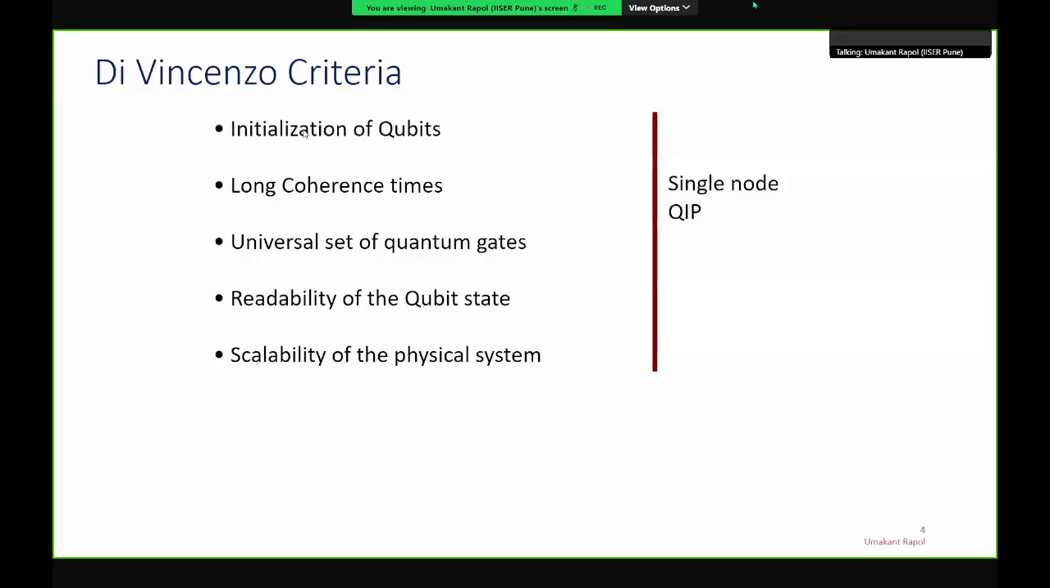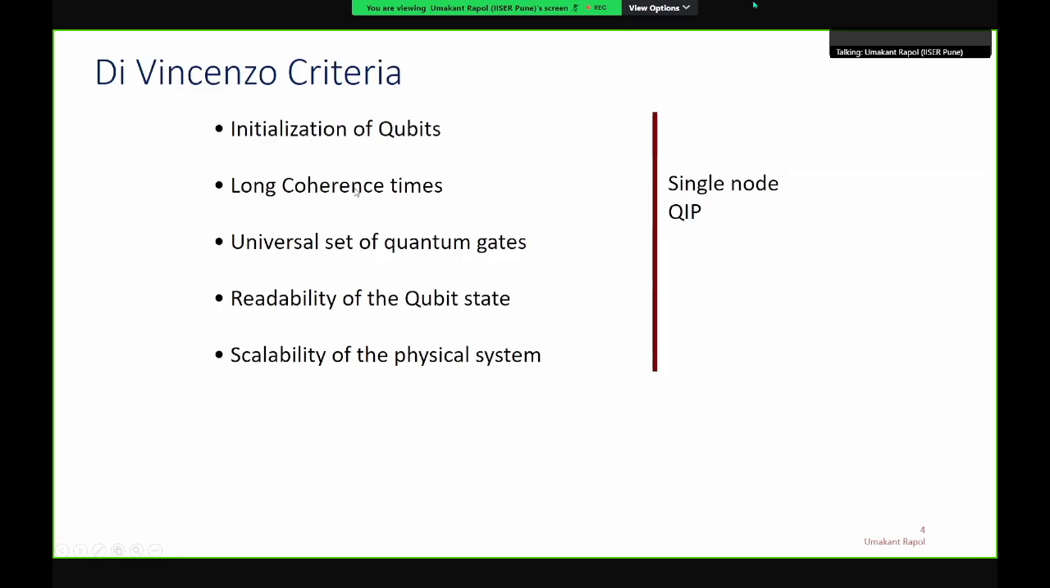So the first thing is you need to be able to initialize the state of the qubit. The qubit has two well-defined states, 0 and 1. It could be spin up or spin down of an electron, or it could be an electron in one of the two energy levels when you talk about atoms, or it could be two harmonic oscillator levels of a superconducting qubit in an LC circuit, for example.